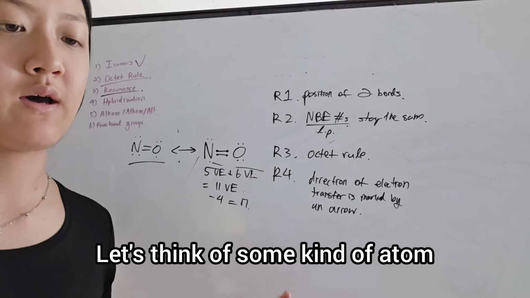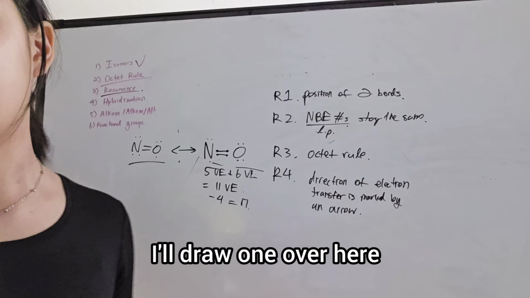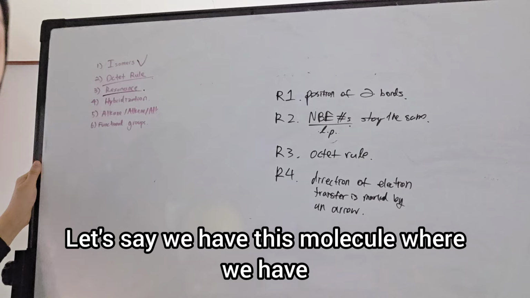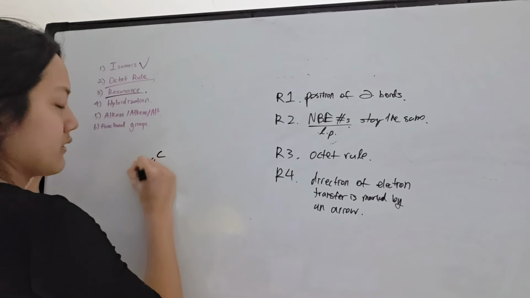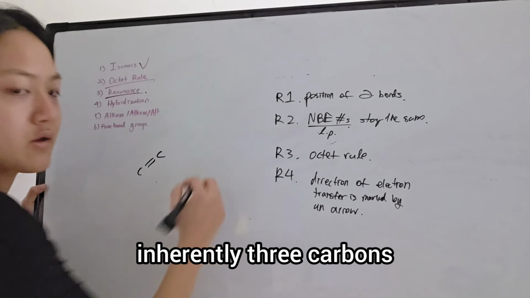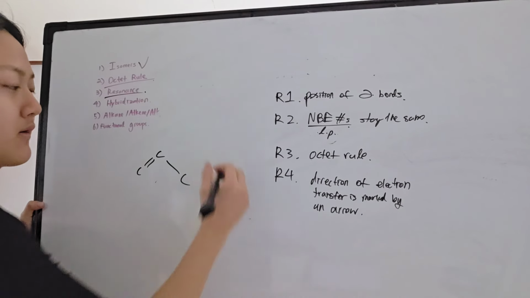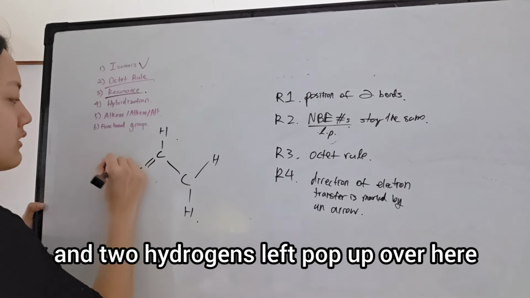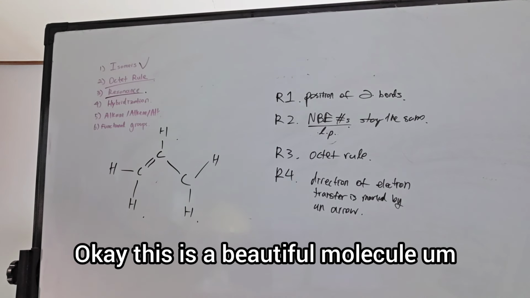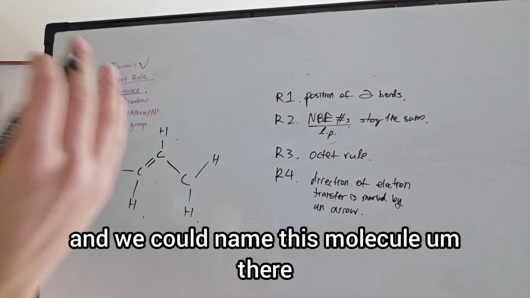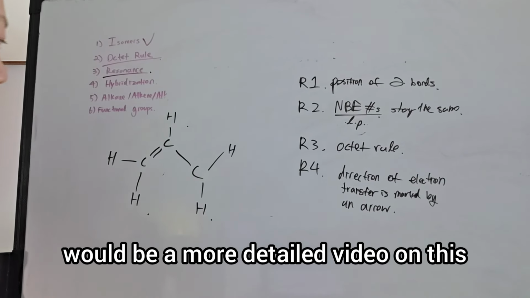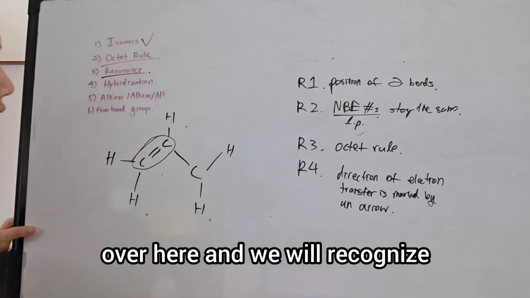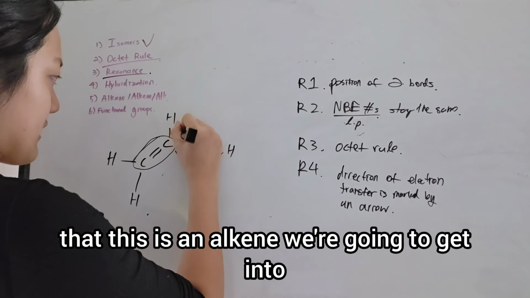Let's think of some kind of atom. Let's think of some kind of example. I'll draw one over here. Let me erase this. Let's say we have this molecule where we have inherently 3 carbons. And let's make hydrogen pop up over here, and 2 hydrogens left pop up over here. Okay, this is a beautiful molecule. And we could name this molecule. There would be a more detailed video on this, but essentially we would find the main carbon chain over here, and we will recognize that this is an alkene.